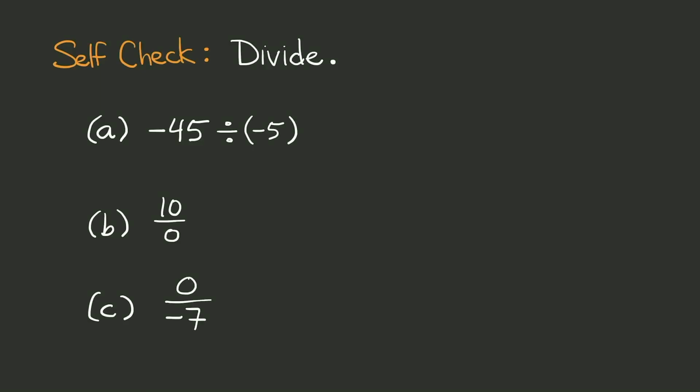We're supposed to divide. Negative 45 divided by negative 5. That's a negative divided by a negative, which means we're going to end up with a positive answer, and 45 divided by 5 is 9. The second one says 10 divided by 0, but we have 0 in the denominator, which is never allowed. This is undefined. And in the last one, we have 0 divided by negative 7. Now, anytime we have 0 divided by a number that's not 0, we're going to get 0.